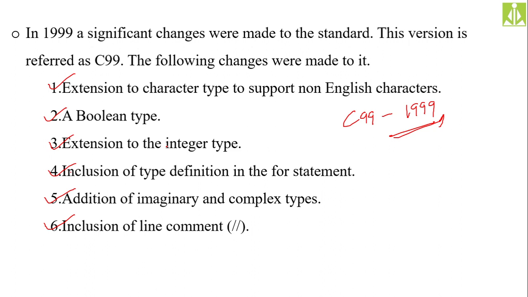After 1999 also we have a lot of years, around two decades if we consider, from 1999 to 2009, and from 2009 to 2019, it is almost 20 plus years. In these two decades, a lot of changes have been done. Those changes are not for our consideration, not under our curriculum. So we start our discussion up to C99 only.